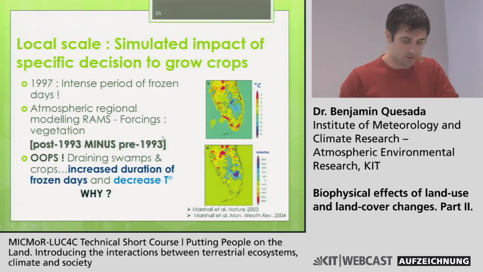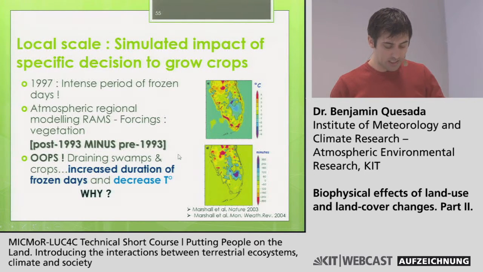So Marshall et al. in Nature 2003 studied with an atmospheric regional model the effect of this land use change, making a simulation post 1993 minus pre 1993. And what we see there is the temperature changes after the decision, and we have a cooling effect around the drained swamps with an increase in the duration of frozen days. So that's the frozen period length. That completely leads to the contrary of what they previously thought.